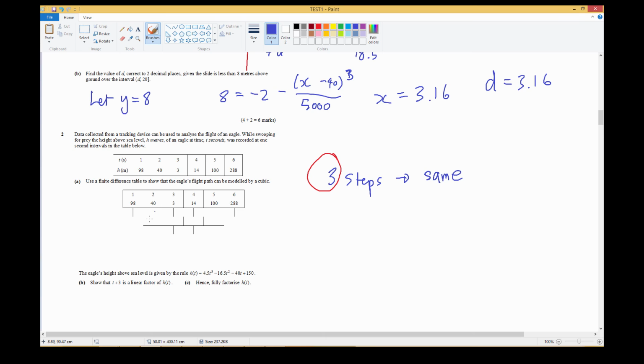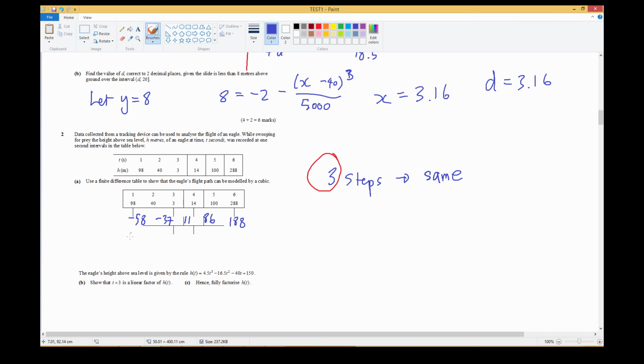So again, it's 40 minus 98 is 58. 40 minus 58, 3 minus is minus 37. 14 minus 3 is 11. 100 minus 14 is 86. And 288 minus 100 is 188.